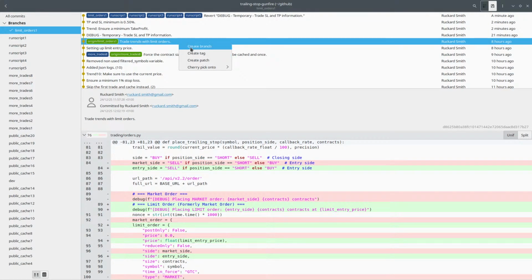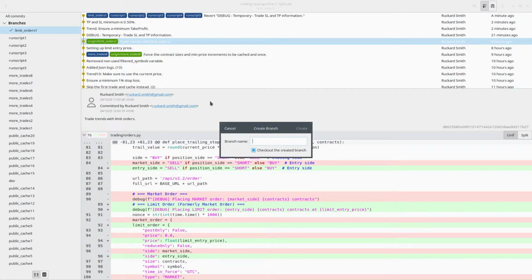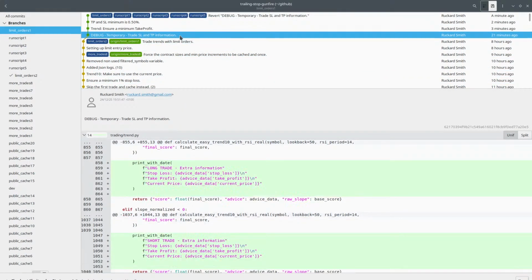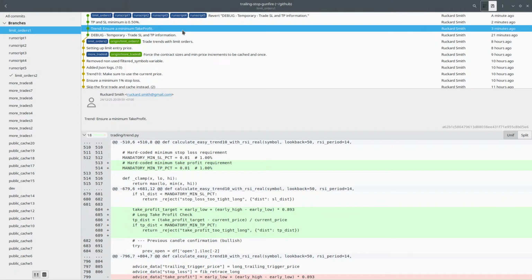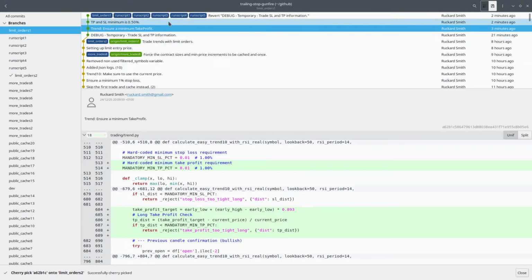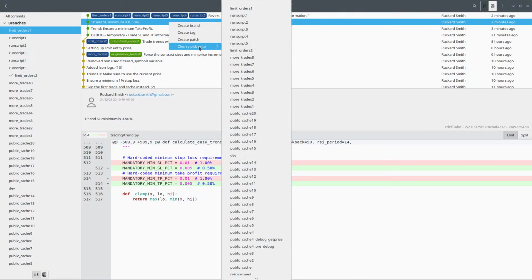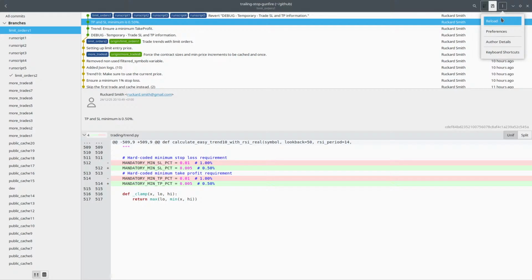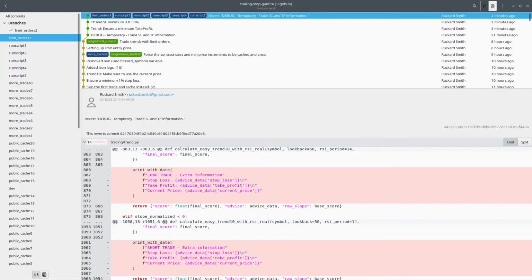So maybe we can create a branch from here, which is going to be limit orders 2, and we can cherry pick into it this and this. Sure, a minimum take profit and the other one. So limit orders 2. I usually do this with rebase, but given that this is not so difficult to do, it should be fine.